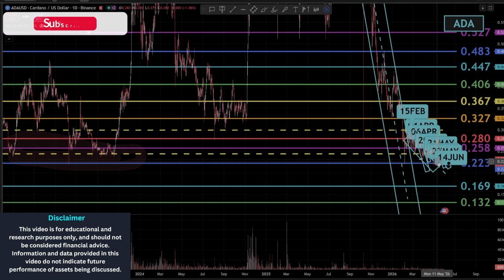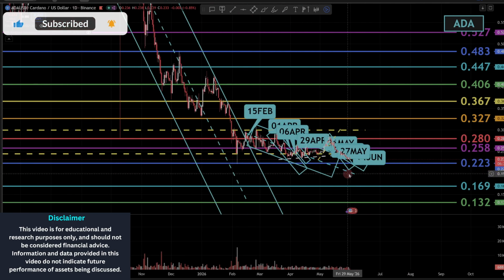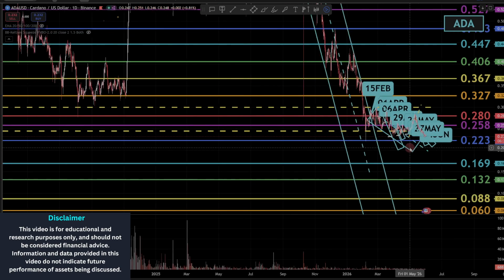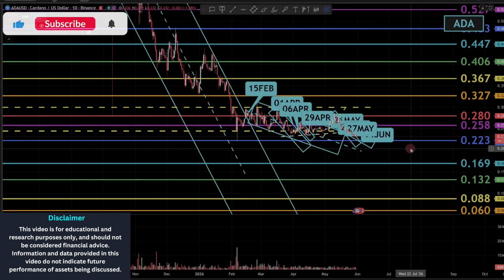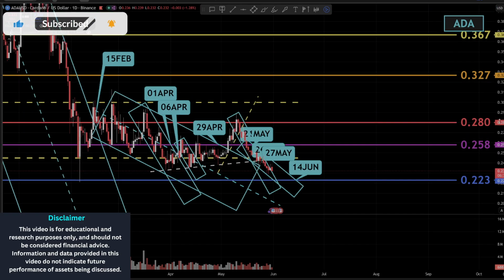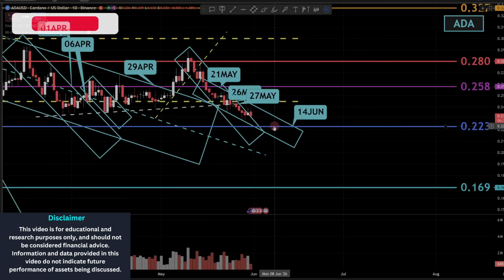Okay, we're very close to that low. It may test it again and may go slightly lower. Let's hope it stops over there if it does. But anyway, like I said, by mid-June, we'll get an answer.